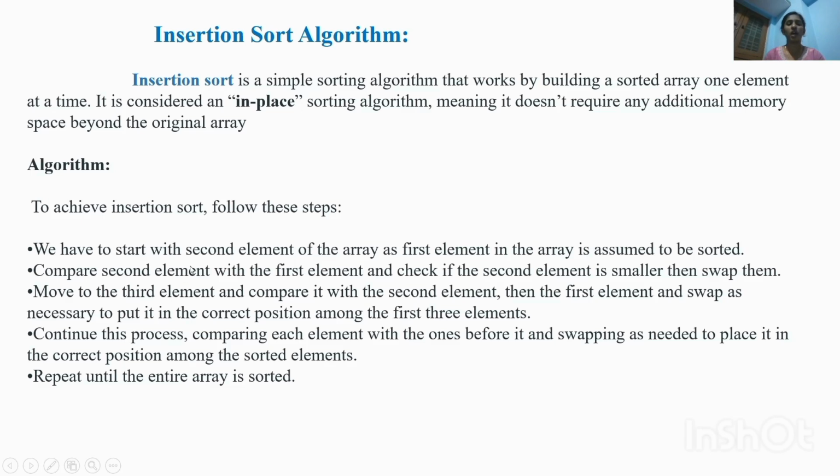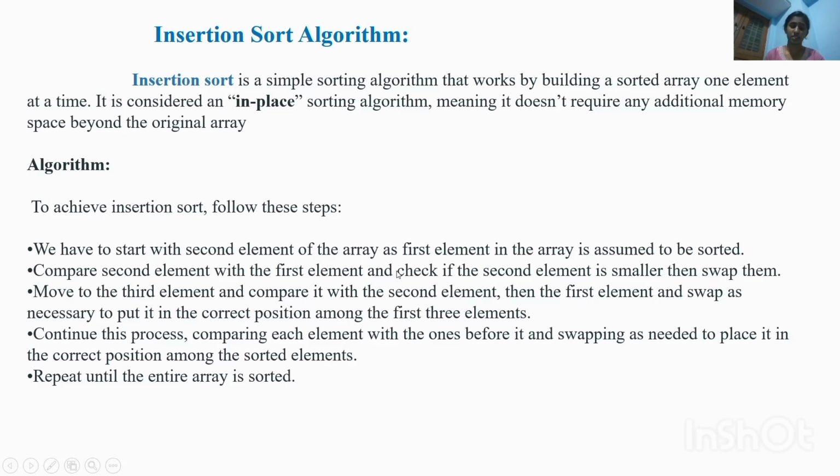First, we start with the second element of the array, as the first element is assumed to be sorted. Compare the second element with the first element and check. If the second element is smaller, then swap them. Move to the third element and compare it with the second element, then the first element, and swap as necessary to put it in the correct position among the first three elements.